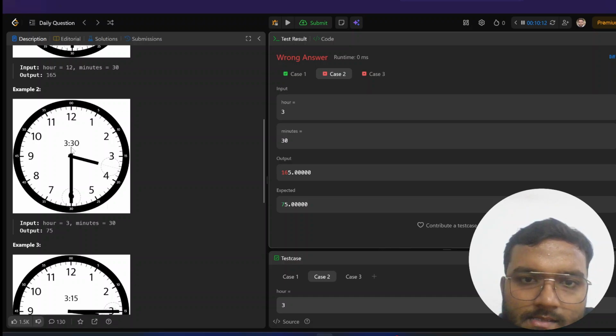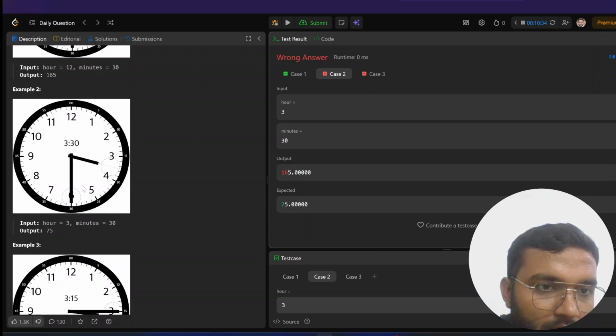I think we are calculating from 12, from 12 how much it moved. I think we should not calculate from 12. We should start with the given hour, and see how much it moves. What do you think? At 3 it will be here. The total movement it has done is this.